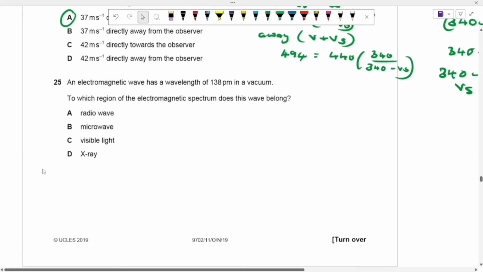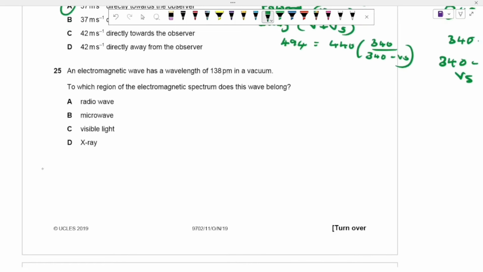An electromagnetic wave has a wavelength of 138 picometers in a vacuum. To which region of the electromagnetic spectrum does this wave belong? For wavelengths, you're just going to have to memorize this. There's no way you're going to be given this in an exam. You're just supposed to know the ranges of wavelengths by heart. Basically, we have 138 times 10 to the power of negative 12. That's pico, right? So that's going to be 1.38 times 10 to the power of negative 10 meters.